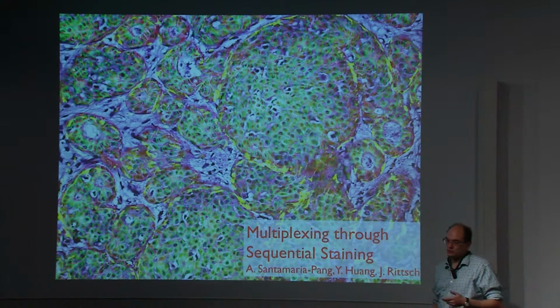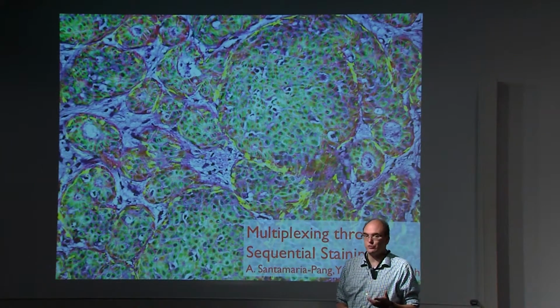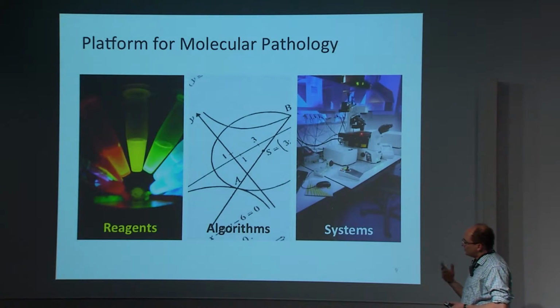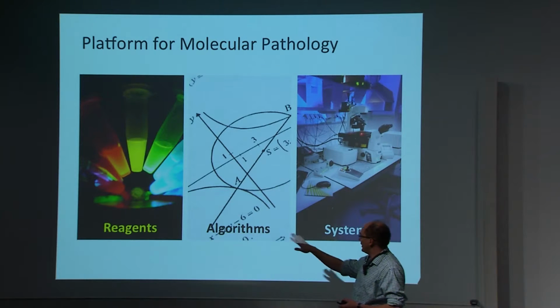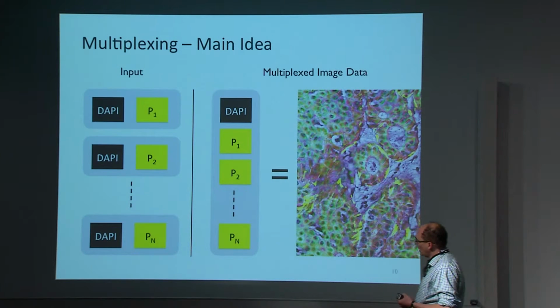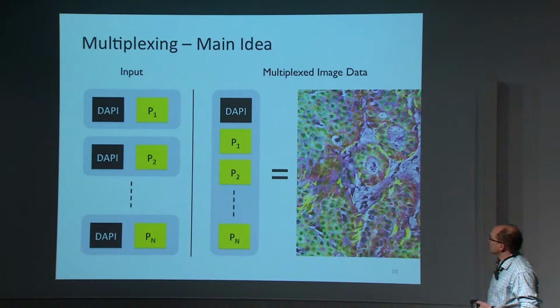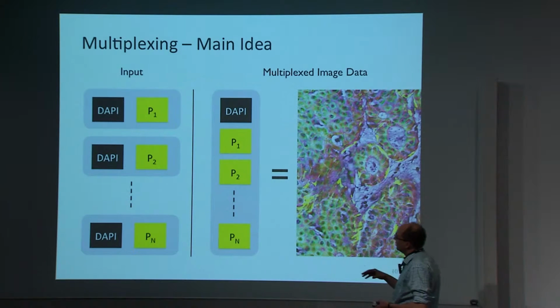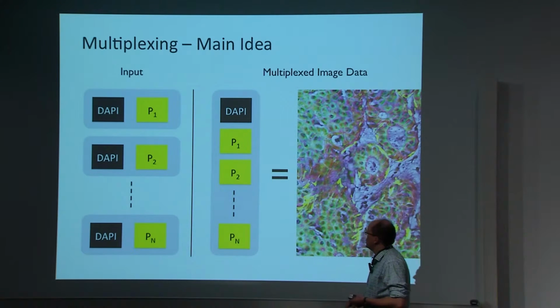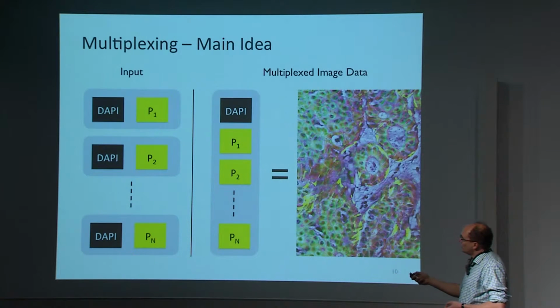The idea here was to image as many as 100 different proteins in a single tissue section. The way we approached this problem, we wanted to develop reagents, algorithms, and systems to facilitate this process. In the interest of time, I really can't go into the chemistry, but essentially what you do is you label an image with so-called DAPI. DAPI colors the nuclei, and then you have one functional marker, that's the yellow channel. You can chemically deactivate that stain and repeat this 80 to 100 times.